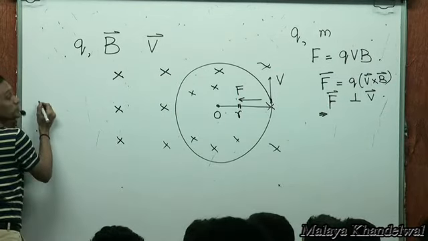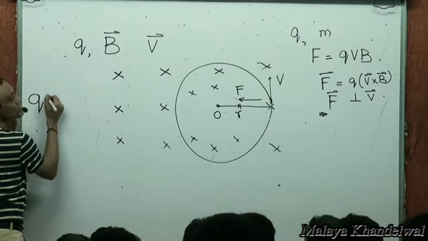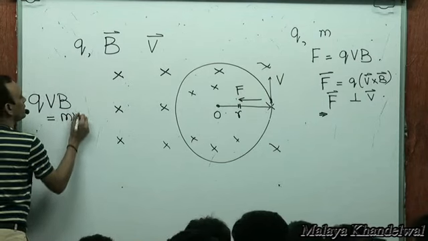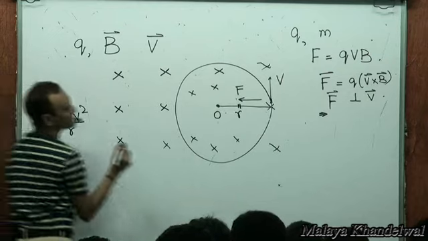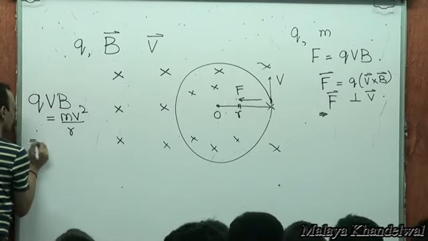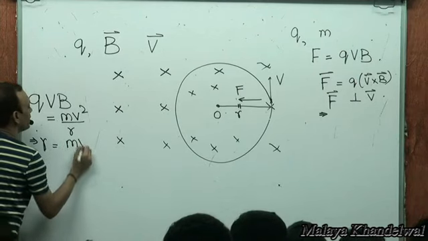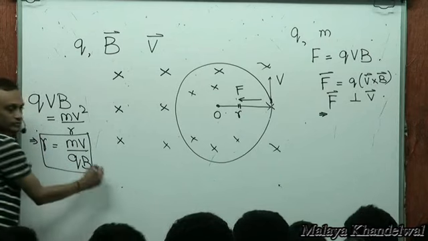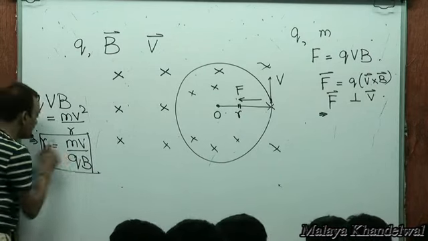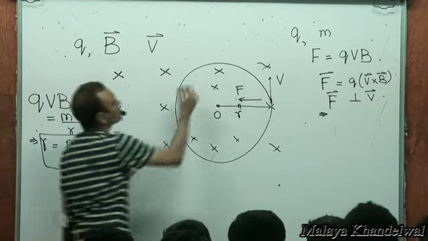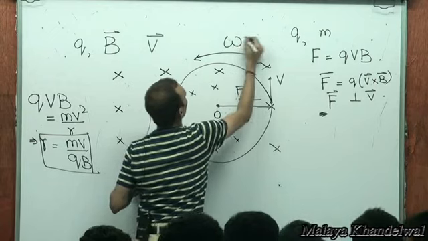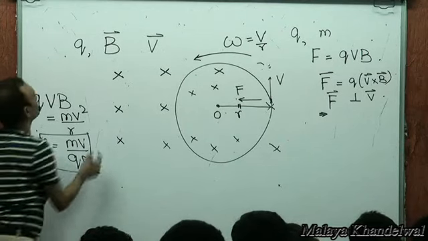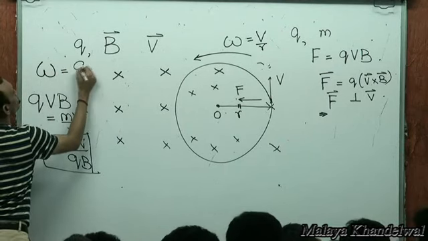Now, the speed v will remain the same, right? The centripetal force, as you can see, is qvB and must be equal to mv squared divided by the radius r of the circle, right? So that gives me the radius of the circular trajectory as mv by qB, right? Yes or no? And v by r will give me omega, the angular speed of this circular motion. Omega is v by r, yes or no? Angular velocity, and v by r, as you can see, is qB by m. So omega, the angular speed, is going to be qB by m.